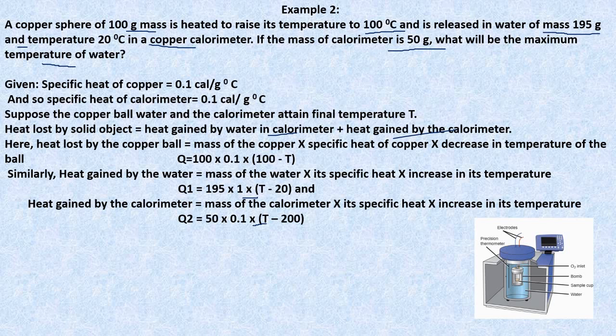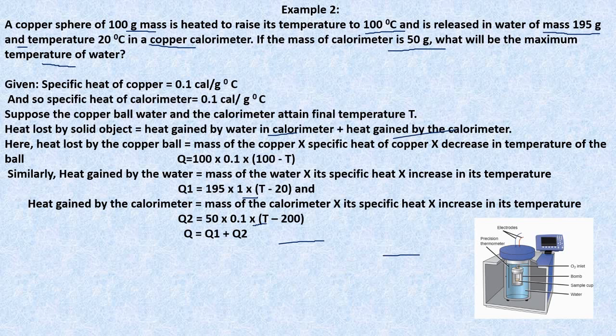So the expression which we get is Q is equal to Q1 plus Q2. Why Q1 plus Q2? Because heat lost is equal to heat gained by both, that is the water and calorimeter. So just putting all these expressions of Q, Q1 and Q2 in the equation Q is equal to Q1 plus Q2, we get 100 into 0.1 into (100 minus T), which is equal to 195 into 1 into (T minus 20) plus 50 into 0.1 into (T minus 20).